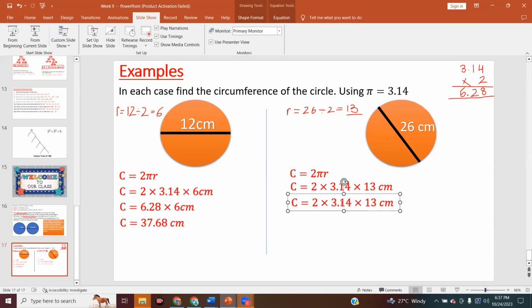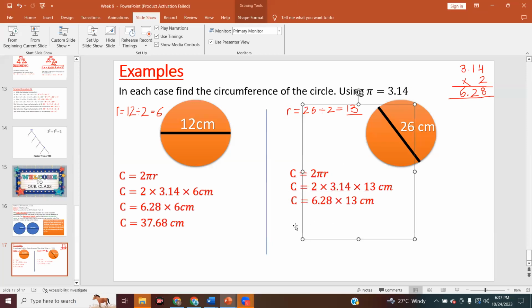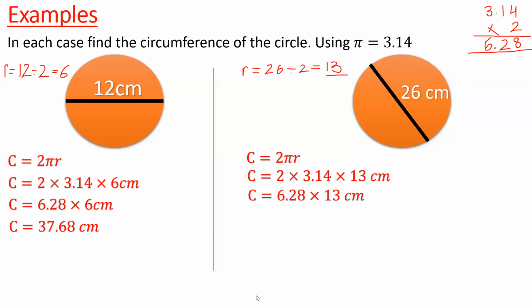So for this one, we're going to get 6.28 multiplied by 13. That's how we get the circumference. Now we need to multiply 6.28 by 13, so let's multiply them together. We have 6.28 multiplied by 13.